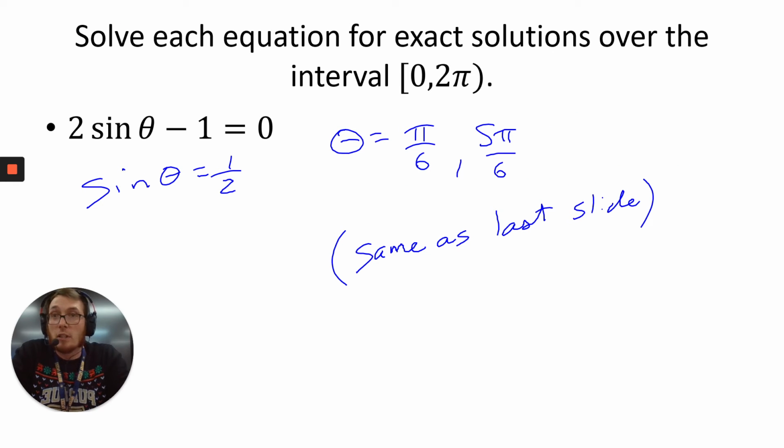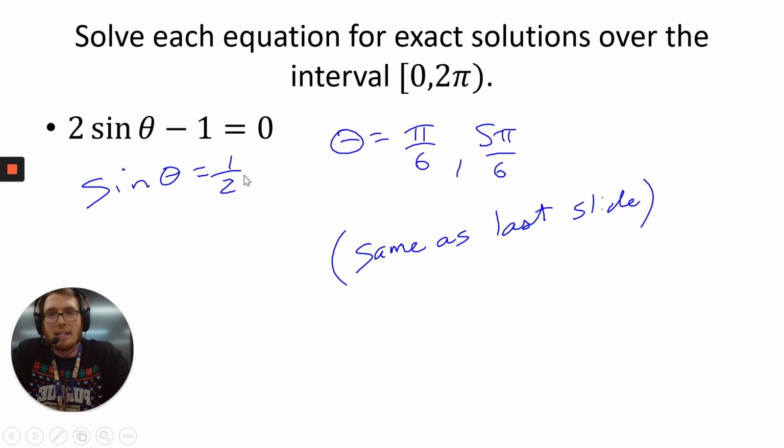Okay, the next one looks a little bit different because it's not just like sine of x equals. Well, you just make it look like that. You'll notice I use theta this time instead of x. That's irrelevant. It's just solve for the variable. You have to get that by itself, though. So add 1 to the other side and divide by 2. That would be sine of theta equals 1/2.